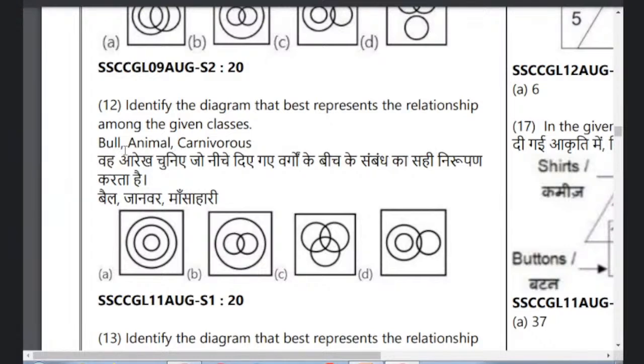But is this possible, that a bull is carnivorous? No. Option A is out. Some animals are carnivorous is possible, but not all animals. So we have to find the relation: all bulls are animals, but some animals are carnivorous and no bulls are carnivorous. Then option D is the correct option.